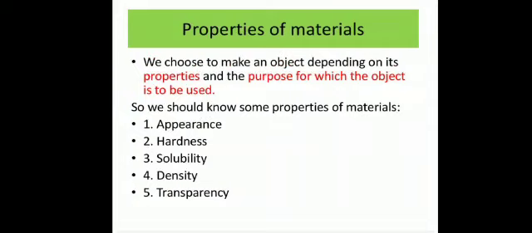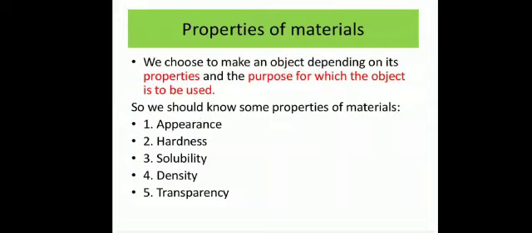We use gold metals for making ornaments because it has a shiny appearance or luster. We use steel for making buildings or bridges because it is very hard and strong. We use cotton wool for filling pillows because it is very soft. We use wood for making boats because it floats on water. We use clear glass for making window panes. Why? Because it is transparent and we can see through it.